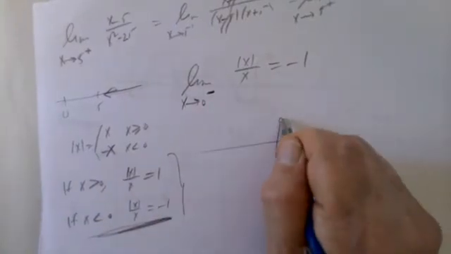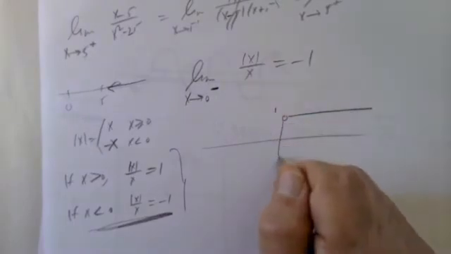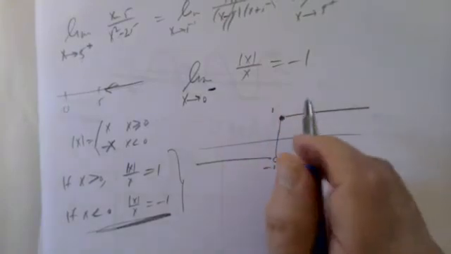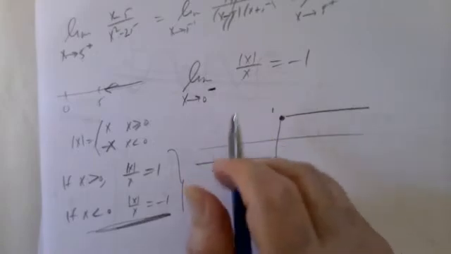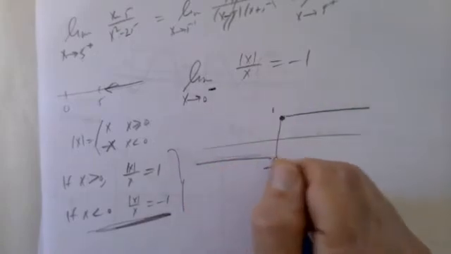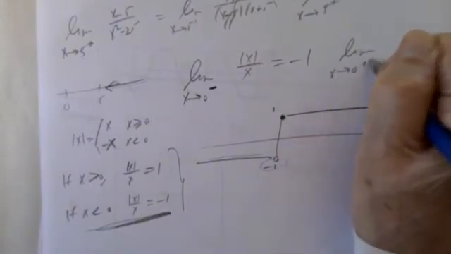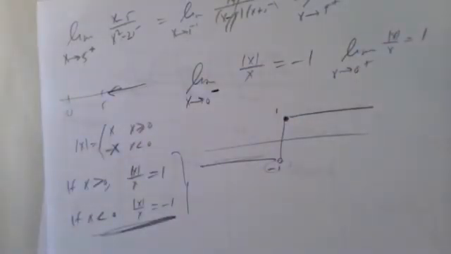In fact, for this function, this says the graph is equal to 1 for x positive, and it's equal to minus 1 for x negative. So as you approach 0 from the left, the limit is minus 1. If we were to approach 0 from the right, the limit would be plus 1.